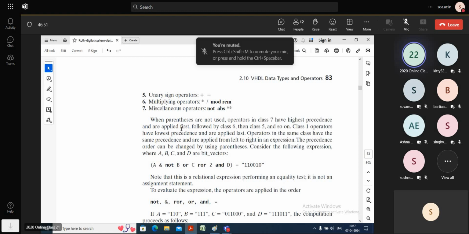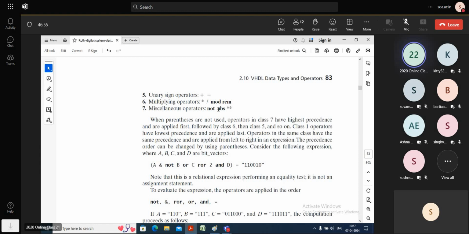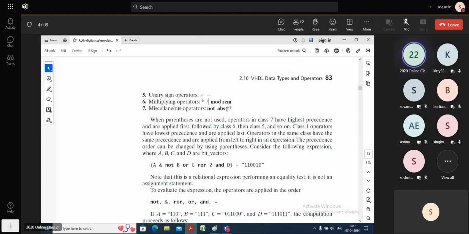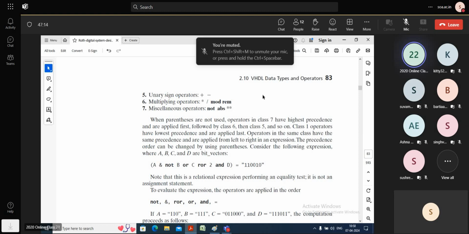Then class 7 is the miscellaneous operators: the not operator, then abs, which stands for absolute value. If you are finding the absolute value of minus 7, that is plus 7, the positive value that we get. Then the double star, the exponentiation operator, that is the power.